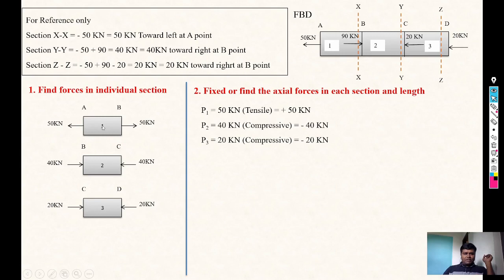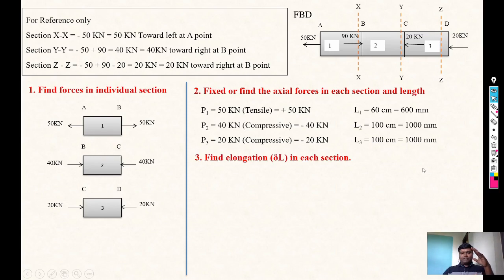So P1 is tensile, consider positive. P2 compressive, consider negative, and P3 again compressive, consider negative force. Now this is L1, L2, L3, meaning length of first section, length of second section and length of third section, and just calculate the total elongation.